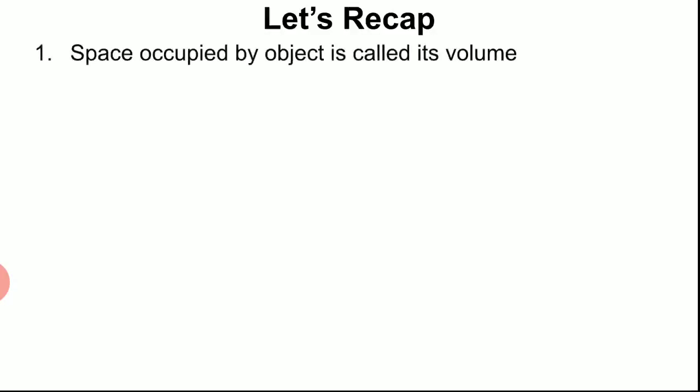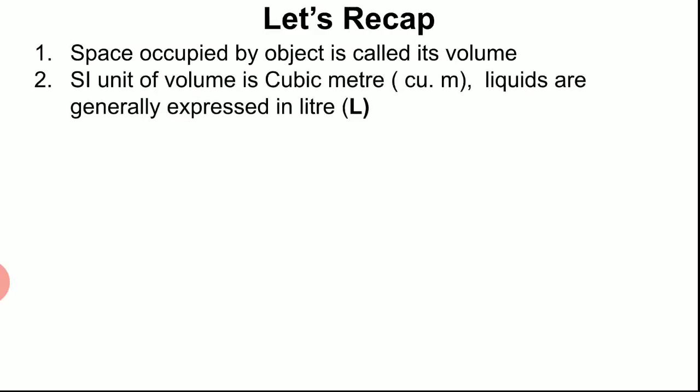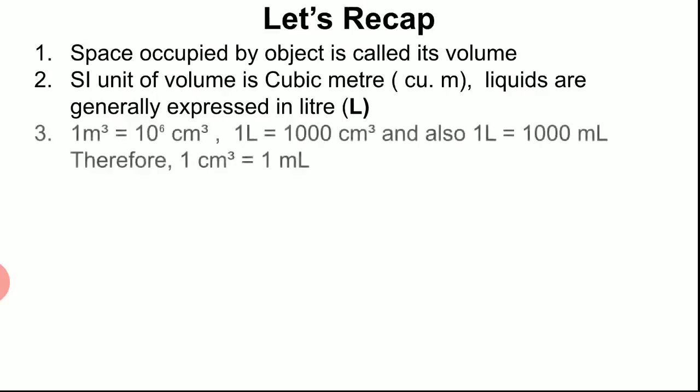We defined them. We learned a new physical quantity, which is volume. We defined it as the space occupied by an object. We did some of the SI units. The SI unit of volume is cubic meters, and liquids are generally expressed in liters. We did some conversions. 1 meter cube is 10 raised to 6 centimeter cube. We know 1 liter is 1000 centimeter cube. Also we know 1 liter is 1000 ml. So we concluded that 1 centimeter cube is equal to 1 ml.